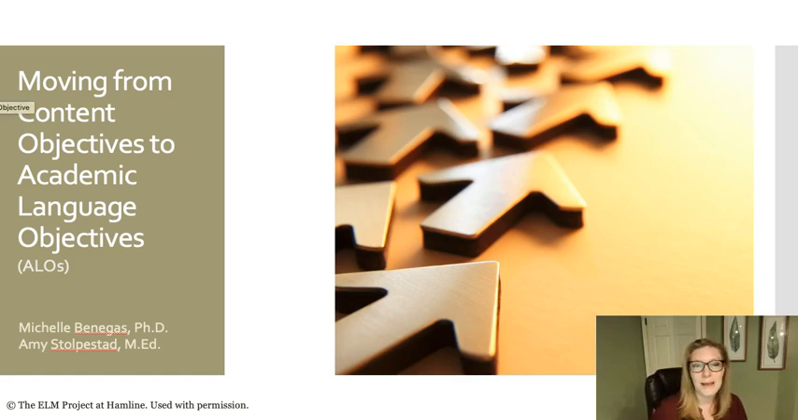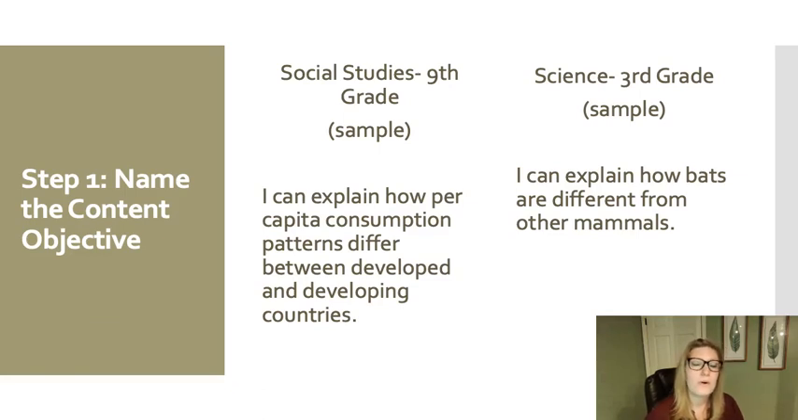The first step to creating an ALO, or an academic language objective, is to name the content objective. Some sample content objectives would be, first of all, from social studies, 9th grade, I can explain how per capita consumption patterns differ between developed and developing countries. An example from 3rd grade, a science lesson, would be, I can explain how bats are different from other mammals.